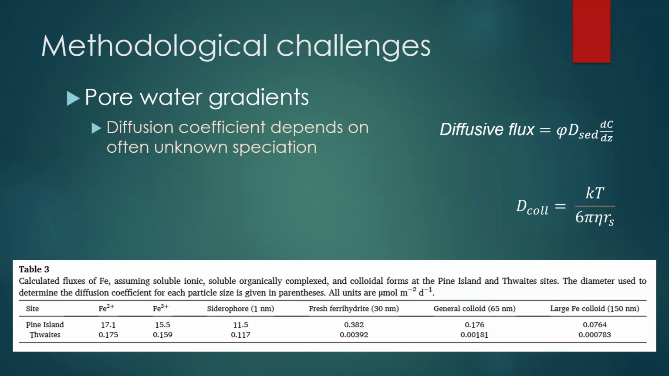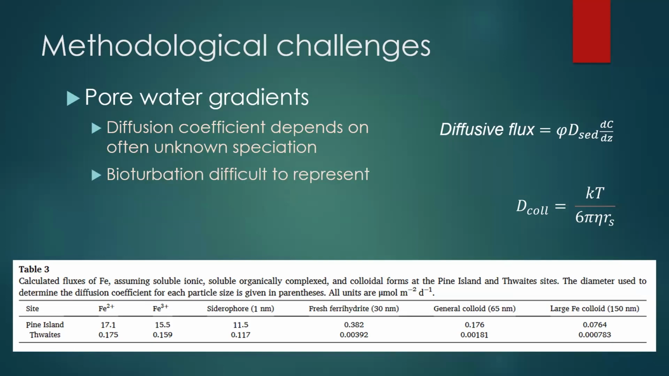So this table shows using the same data, same everything. If you assume everything is iron 2+, you might get like 17 micromoles per meter squared per day. If you assume everything is, say, siderophore size, that's a ligand that binds with iron, that's 1 nanometer, that's 11.5 micromoles per meter squared per day. And then if you're assuming it's a large colloid, so like some blobby organic molecule, or maybe a nanoparticulate iron like ferrihydrite, that gets down to 0.07 micromoles per meter squared per day. So like orders of magnitude difference depending on the speciation of the iron.